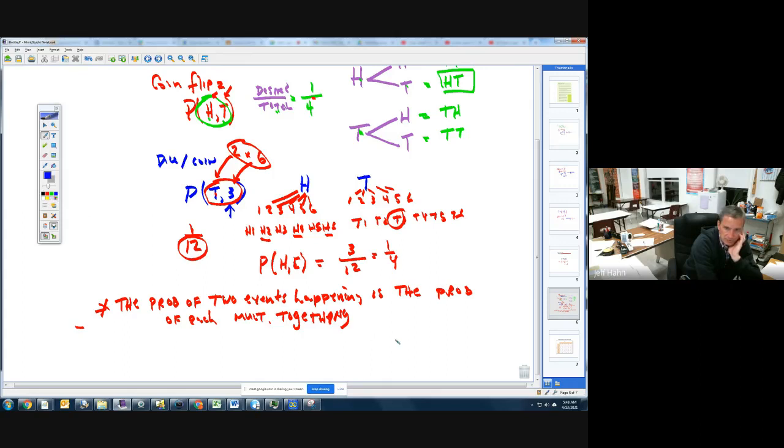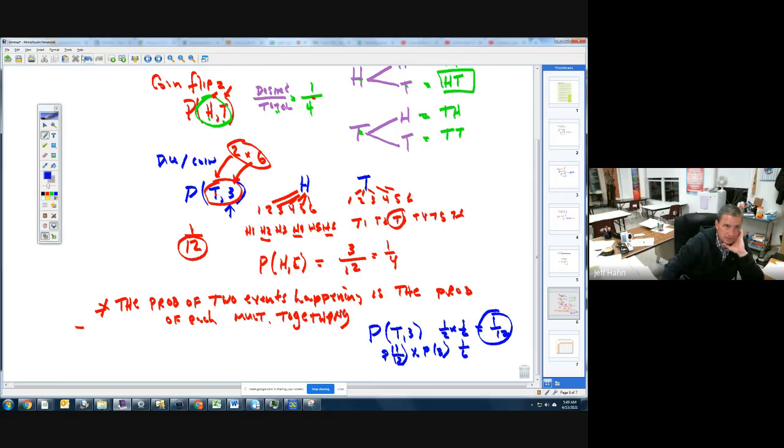Let's change colors. Now we got blue going on here. So if I was looking at the probability of a tail and then a 3, well, the probability of getting a tail is 1/2, right? Because 1 out of the 2 sides of the coin is a tail. The probability of getting a 3 is 1/6, because there's 6 sides, only 1 three. The probability of both of them happening is these 2 probabilities times themselves. So 1/2 times 1/6 is 1/12.